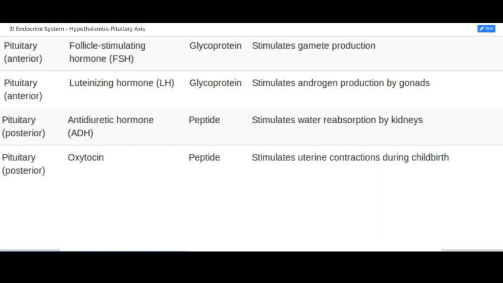Now, I want to say something which often gets overlooked. These two hormones here are listed as being from the posterior pituitary, and most sources will describe them as such. But do understand that they're released from the posterior pituitary. They're actually made in the hypothalamus. And they're different from the other hypothalamus hormones that are regulating the anterior pituitary, but they really are hypothalamic hormones.